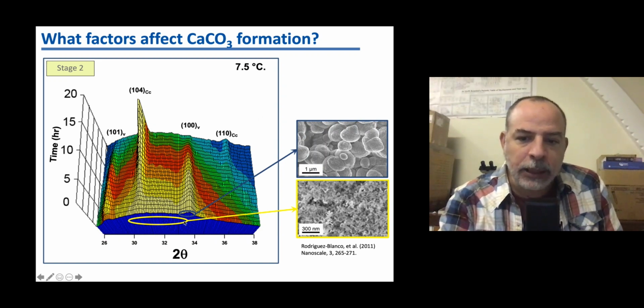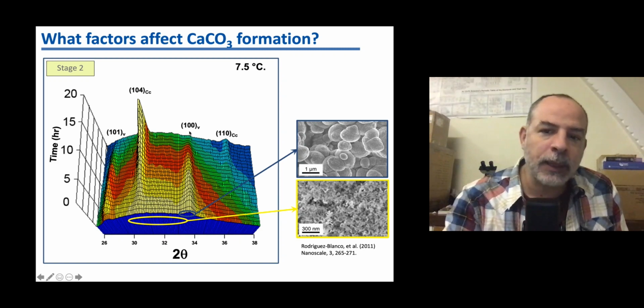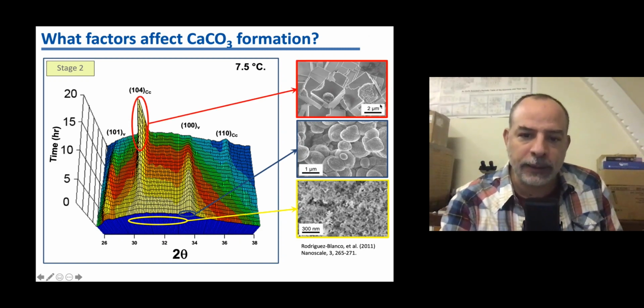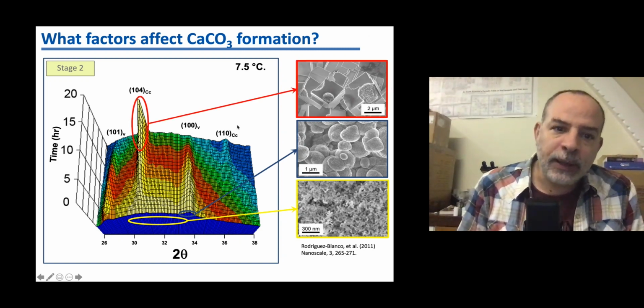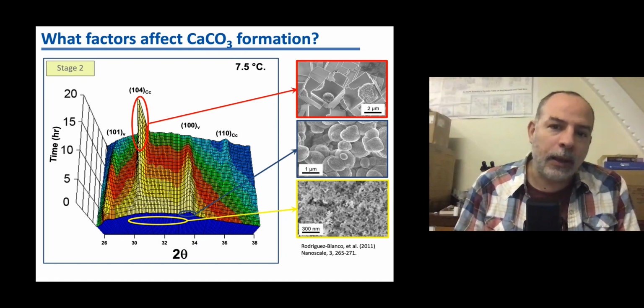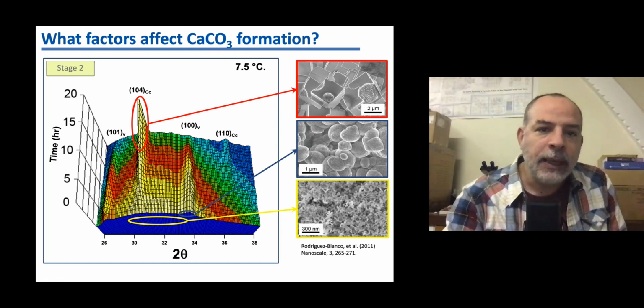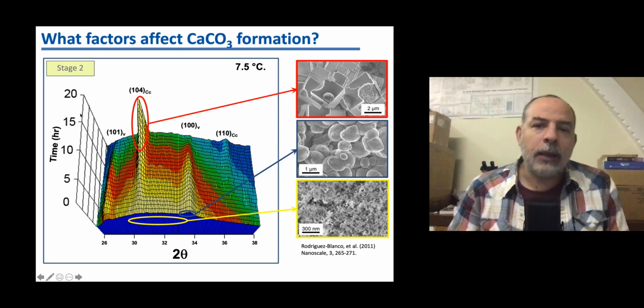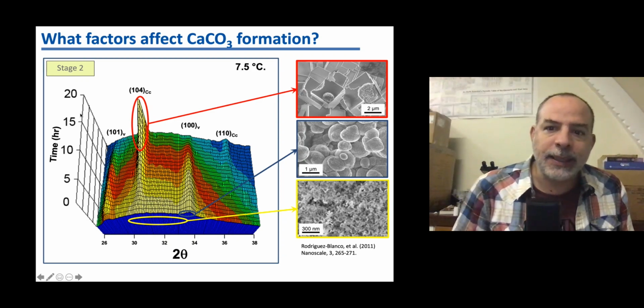So at the very beginning you have the amorphous phase, then vaterite, and in a matter of hours this vaterite decays, it slowly dissolves and transforms into calcite. So these are two very different stages that can take a while. I mean, at 7.5 degrees C, this almost takes 1 day. At ambient temperature, this could take 6 hours.